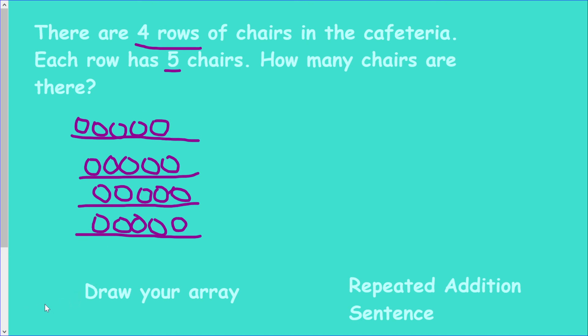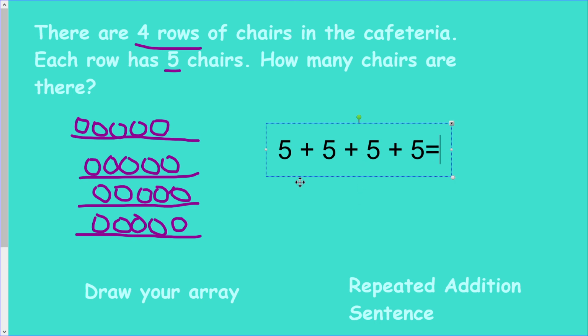So let's make our repeated addition sentence there. So remember, the number that you're going to repeat is what's in each row. In each row I have 5 circles. So the number I will repeat is 5. How many 5s do I have? Well, how many rows do I have? I have 5 circles in each row, which are 5 chairs in each row. So whenever I figure out the answer to this, I know I can count by 5s. So that's 5, 10, 15, 20. So my answer is 20 chairs.